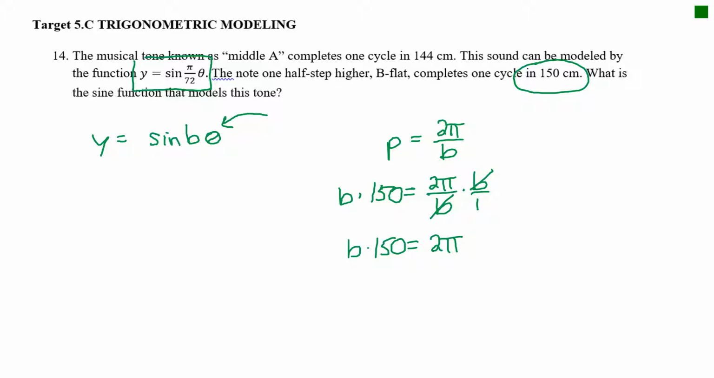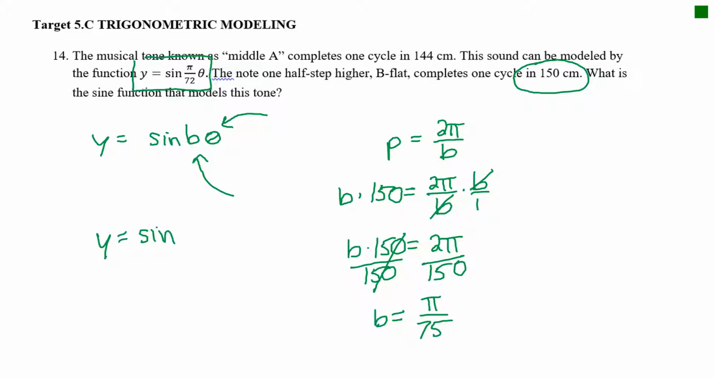Now I have to undo the multiplication here, so I divide both sides by 150. So now b will be 2 divided by 150, and we could reduce both by 2 to give us our answer. That means I'm left with pi divided by 75. So that's going to be plugged in for b, which means my new equation will be y equals sine of pi over 75 times theta. And that's going to be my answer.